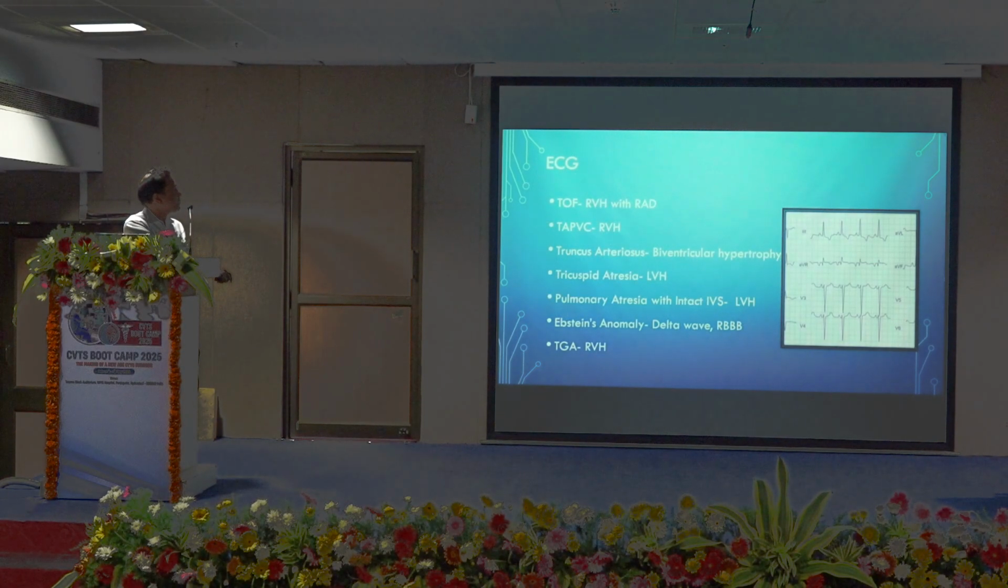Coming to ECG, you will find in tetralogy of Fallot there will be right ventricular hypertrophy. In TAPVC and TGA, in all these cases you will find right ventricular hypertrophy with right axis deviation. In truncus arteriosus you will find biventricular hypertrophy. In tricuspid atresia, pulmonary atresia, mostly right-sided lesions, you will find left ventricular hypertrophy. And in Epstein's anomaly you will get delta waves and right bundle branch block.